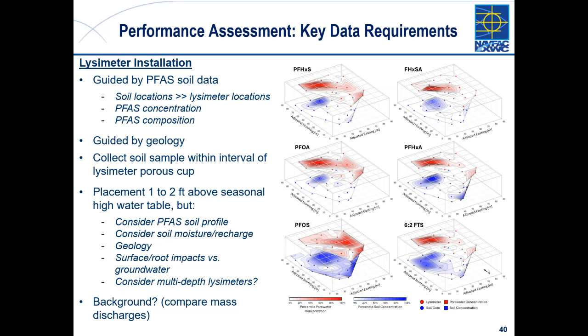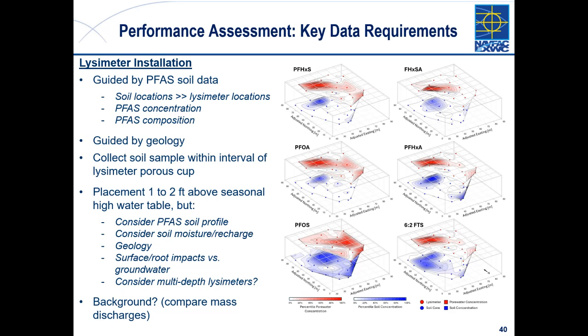Typically, we like to put lysimeters a foot or two above the seasonal high water table, but this is not a hard and fast rule, right? I think we have to consider the PFAS concentrations or the PFAS soil profile, the moisture, the recharge, the geology, things like what's at the surface, and also considering multi-depth lysimeters. And the next slide, I think Chuck might be able to speak a little bit more to that.